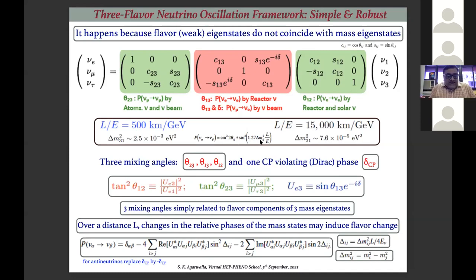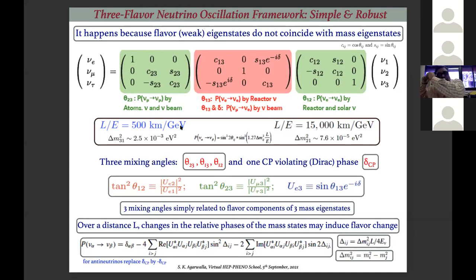So you can see here that if you want to probe a value of delta M squared around 2.5 times 10 to the power minus 3 eV squared, you need an L over E around 500 kilometers per GeV. So that immediately tells you which experiments are going to give information about this atmospheric mass splitting. Whenever you see a neutrino whose ratio of baseline over energy is around 500 kilometers per GeV, they are certainly going to contribute to this study.